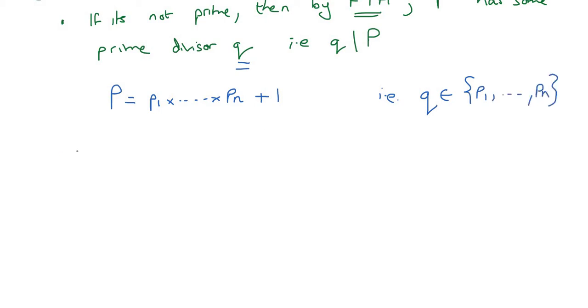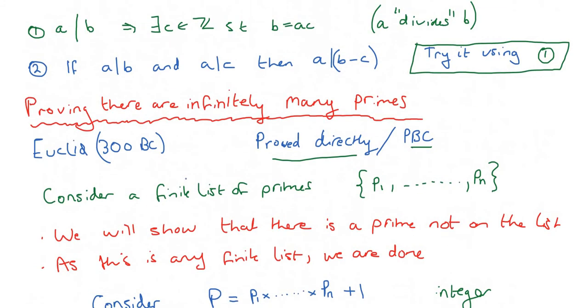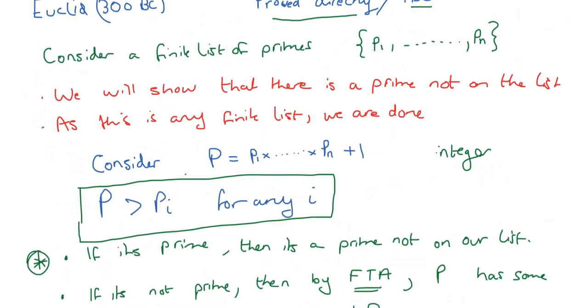And what does this tell us? This tells us that q divides the product p1 up to pn. So because q is one of the primes, it must divide this product because it's one of them. This means there's going to be no remainder when we divide. But now if we have a look at that number 2 up top, which I'll quickly scroll to, this said if a divides b and a divides c, then a divides b minus c.